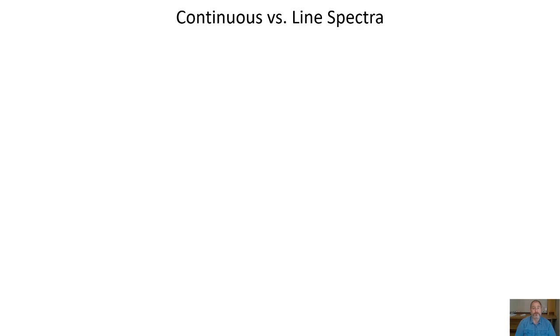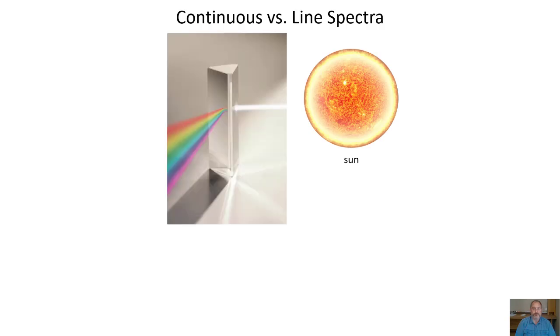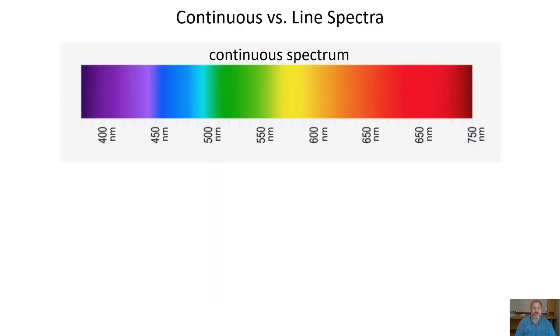Now there are different types of emission spectra depending on the type of radiation source. The first type of spectrum is what we get when we take the light coming from the sun and run it through a prism. The type of spectrum that we would get is called a continuous spectrum. In a continuous spectrum, all of the wavelengths of light are being emitted by the source. And so here we get a rainbow effect.